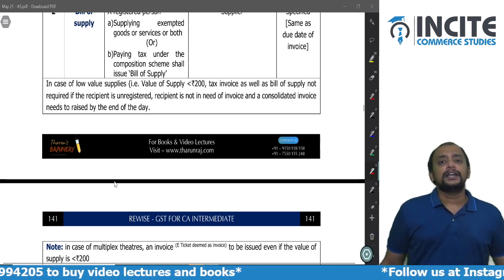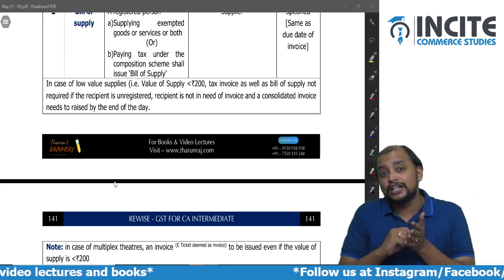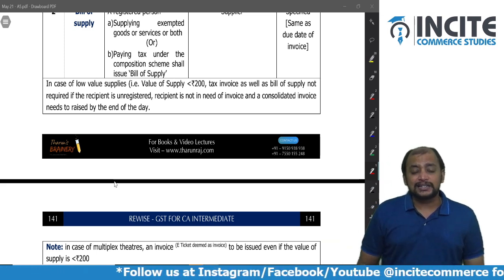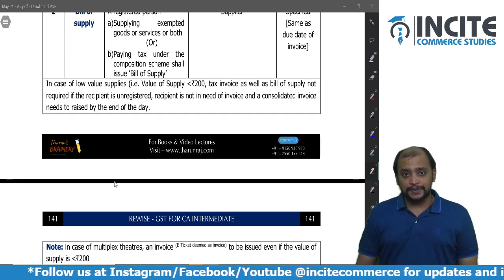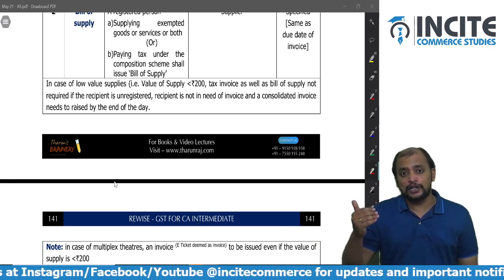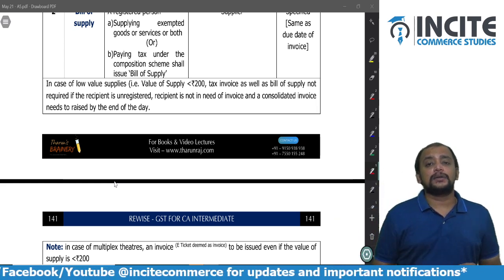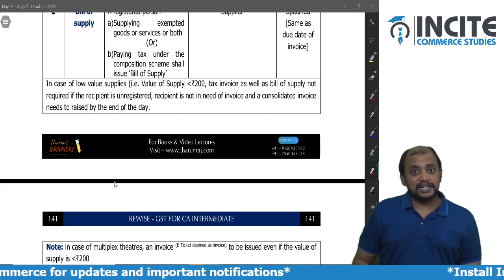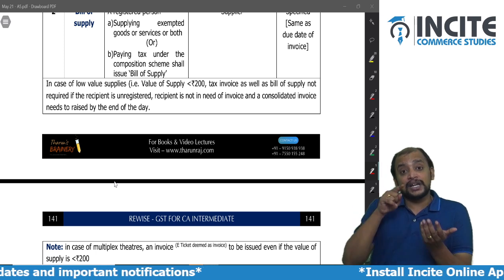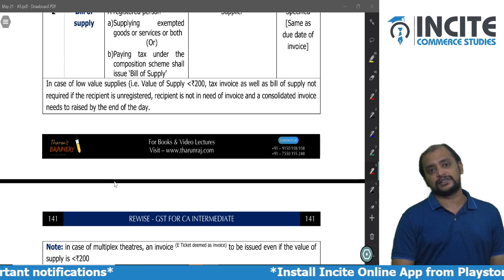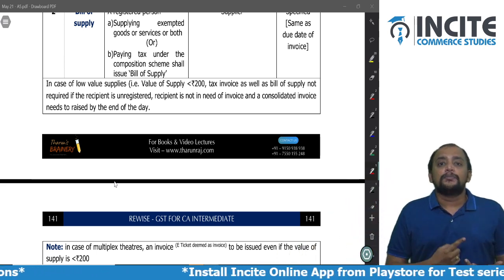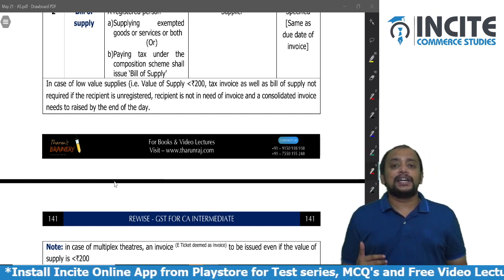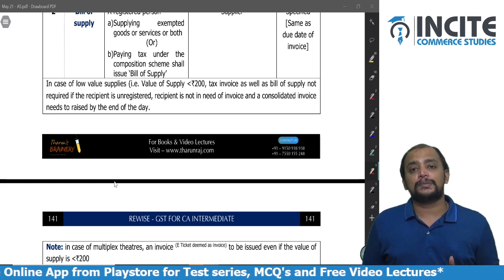Then, suppose there is a low value supply. What is a low value supply? Value of supply less than 200, not equal to 200 or greater than 200. If the value of supply, that is per supply, is less than 200, then in that case a tax invoice is not mandatory, but a consolidated tax invoice should be prepared at the end of the day. For example, there is a supermarket. One customer is coming and purchasing 2-3 commodities, 120 rupees like that. Now, that supermarket may not give a tax invoice, provided that the recipient is unregistered. So it should be a B2C supply, meaning the recipient is unregistered and does not require a tax invoice. But for all those low value supplies, a consolidated tax invoice containing all the details will be prepared at the end of that particular day.